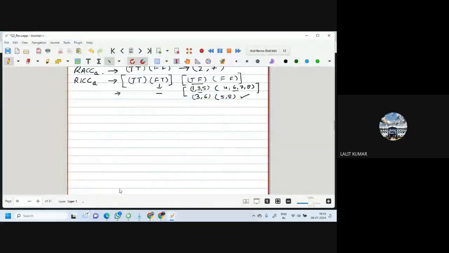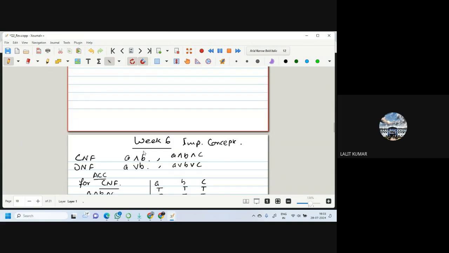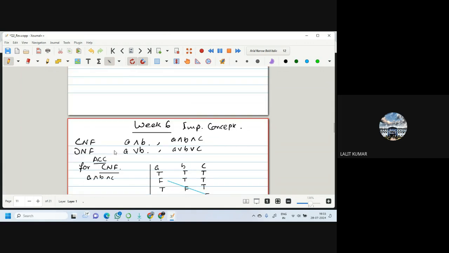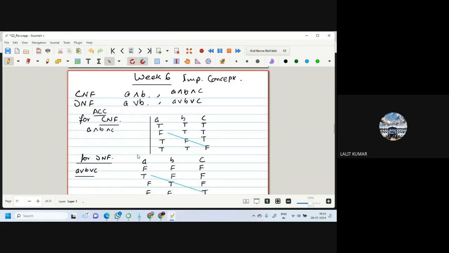Okay, so now we come to week 6. In week 6, the important concepts covered are, first, the CNF. What is CNF? CNF is basically when it is AND. And what is disjunctive normal form? DNF is when it is OR. And they have given us a nice formula to find the ACC for CNF and for DNF.